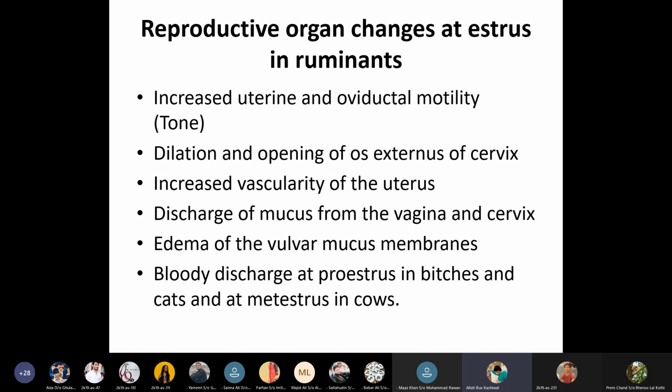Dilation and opening of the external os of the cervix takes place. The vascularity of the uterus increases. Then the discharge of mucus from the vagina and cervix takes place. Edema of the vulval mucous membranes takes place, and the vulvar discharge occurs at proestrus in the bitches and the cats, and at metestrus in the cows.